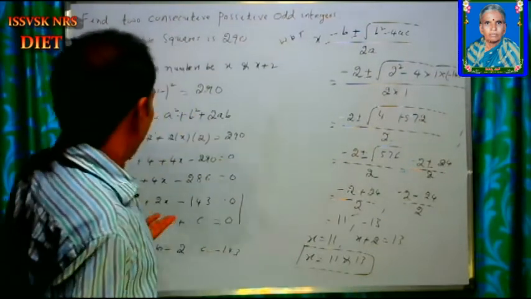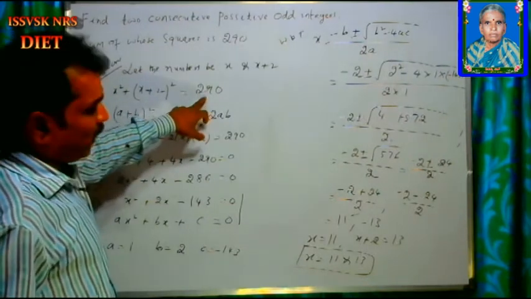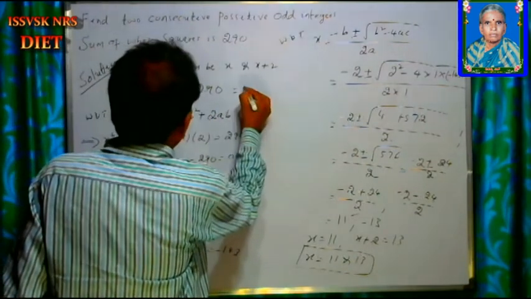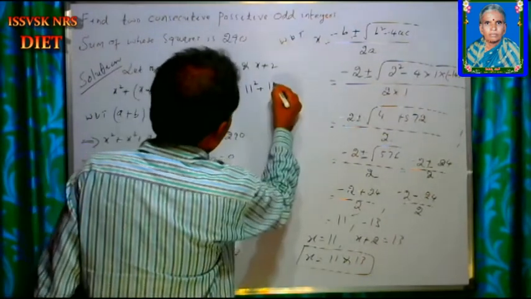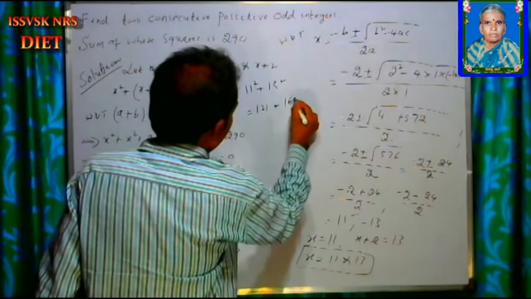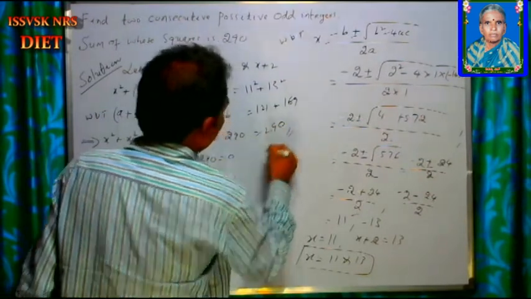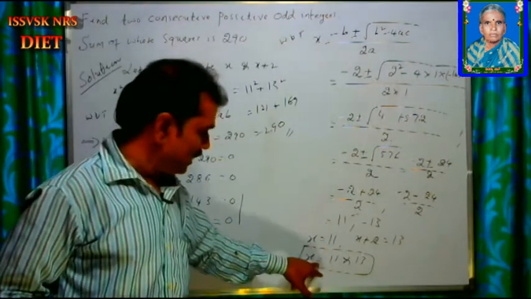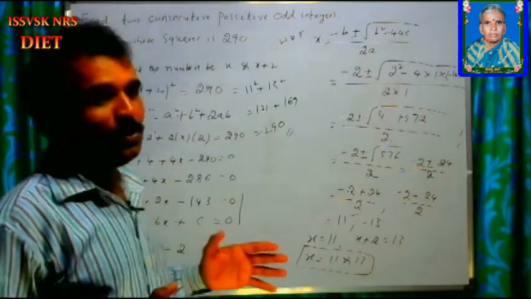You can verify, since the sum of the squares of the required numbers should be equal to 290. That is 11 square plus 13 square. 11 square is 121, 13 square is 169. The sum is 290. So therefore, we have done well. So 11 and 13 are the required consecutive positive odd integers.